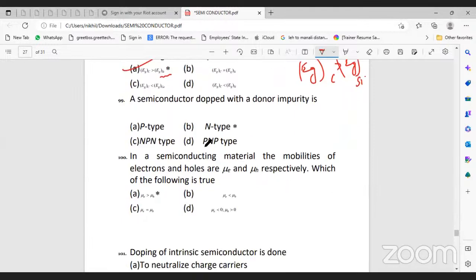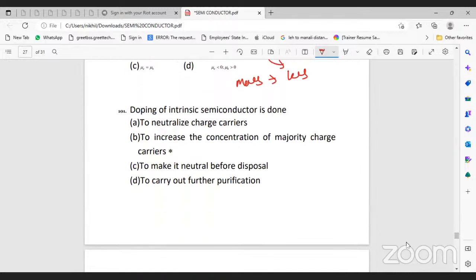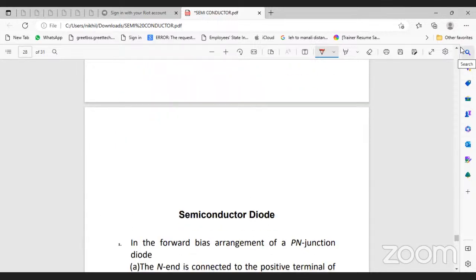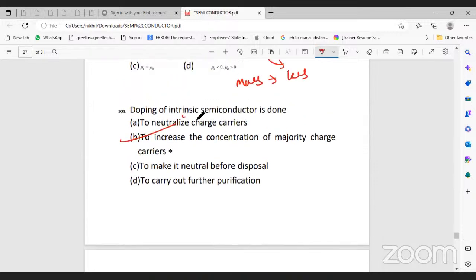You know that a semiconductor doped with a donor impurity becomes N-type. In semiconductors, mobility of electrons and holes differ. Mobility of free electrons is more compared to the mobility of holes because the mass of electron is less. Since mass is less, more electrons can occupy. Doping of intrinsic semiconductor is to increase the concentration of the majority charge carriers.